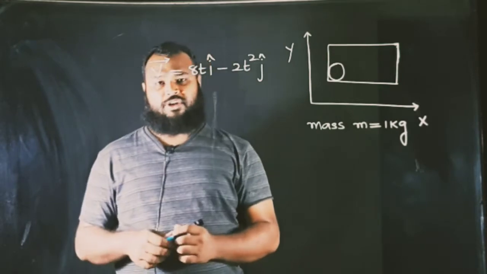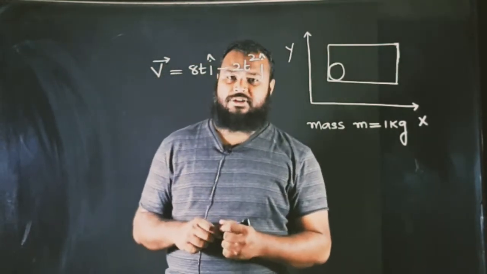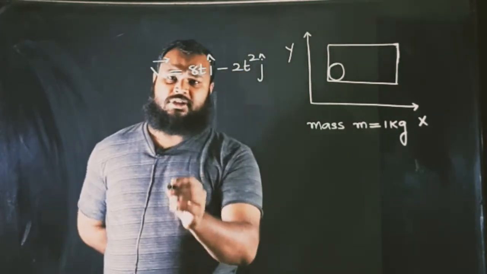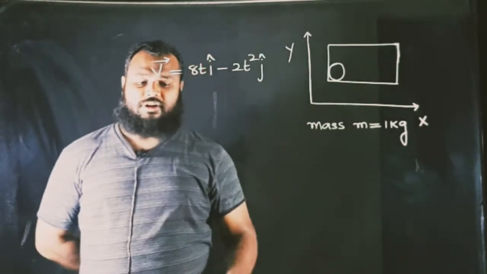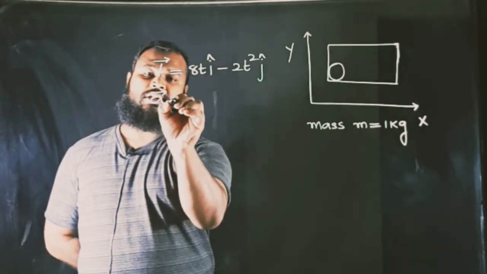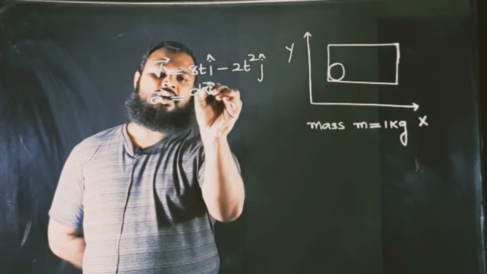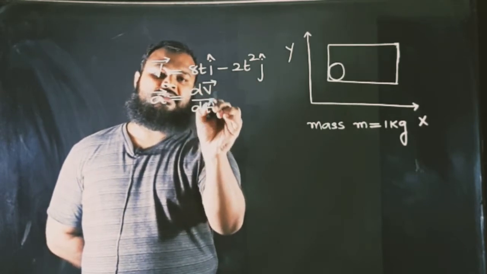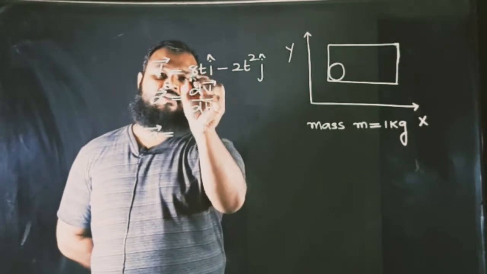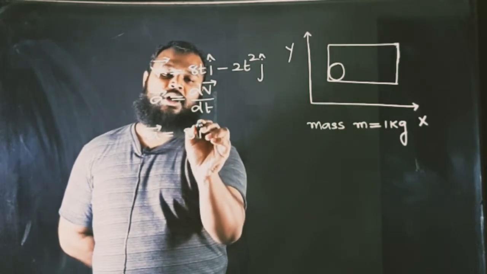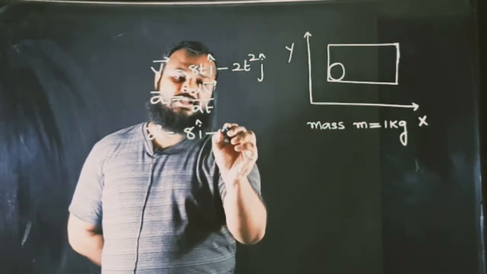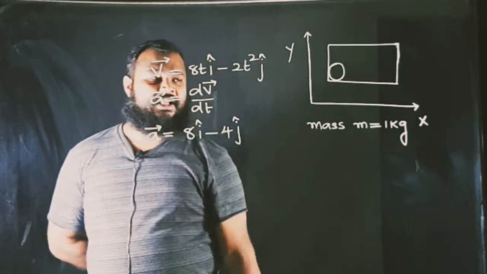So since this is the velocity of the cube, the velocity of the sphere is the same as the velocity of the cube because they are in contact. Let's try to find out the acceleration of this one. So we know the acceleration is the derivative of velocity. Therefore we can write acceleration a bar is dv bar upon dt. So let's differentiate this one. Then the acceleration of the cube or sphere is the derivative of 8t, which is 8 into i cap, minus the derivative of t square, which is 2t, so 2t into 2 is minus 4t j cap. So this is the acceleration.